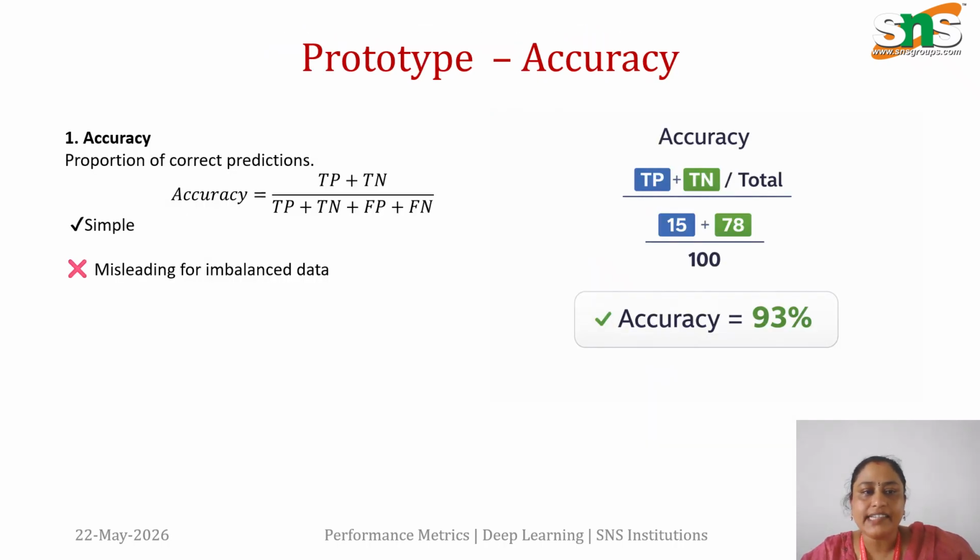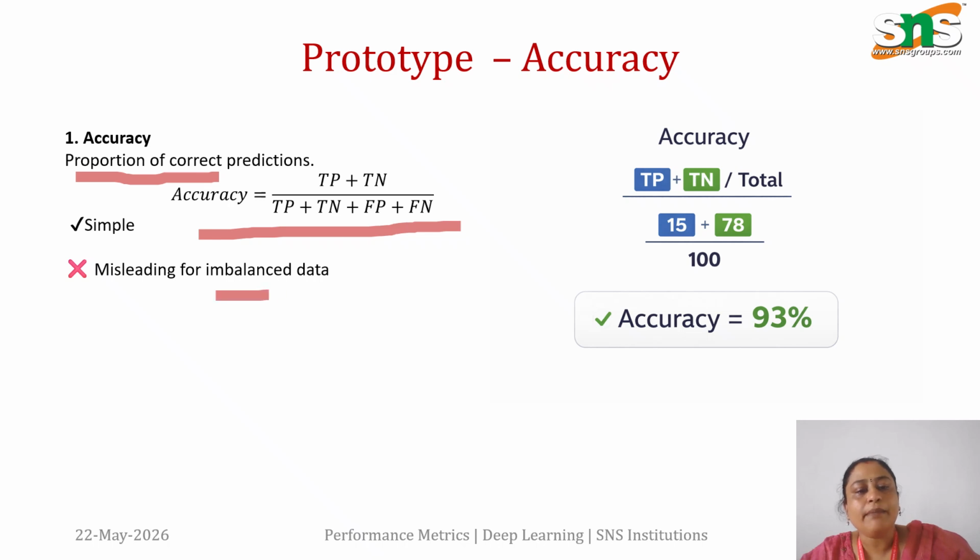The next metric is accuracy. Accuracy calculates the proportion of correct predictions. The formula to calculate accuracy is true positive plus true negative divided by the total of all entries in the confusion matrix. This is very simple to calculate, but it may be misleading for imbalanced data sets.